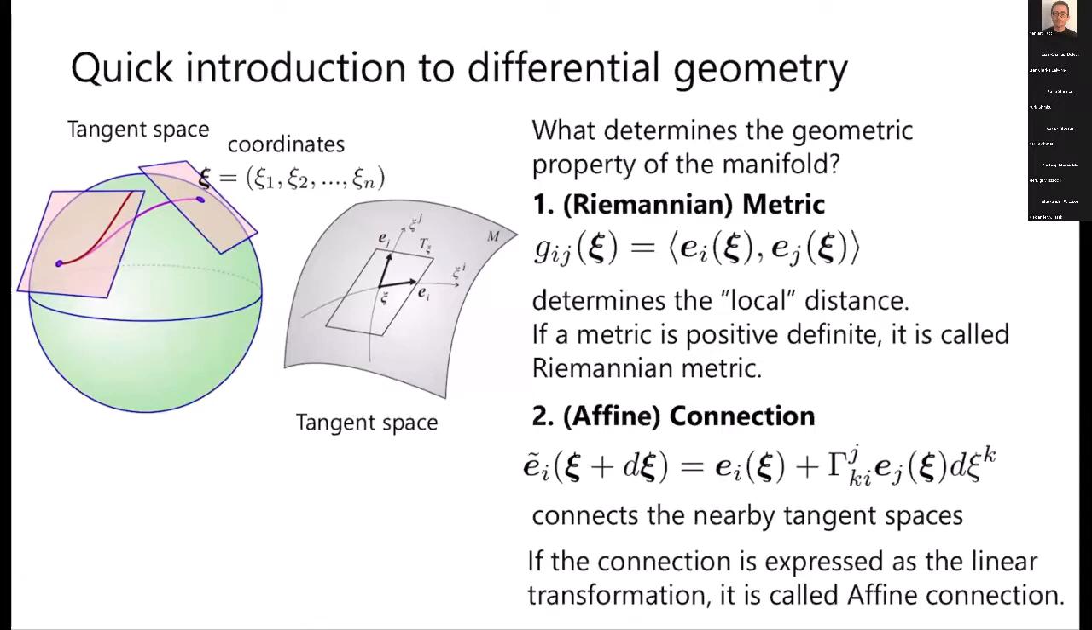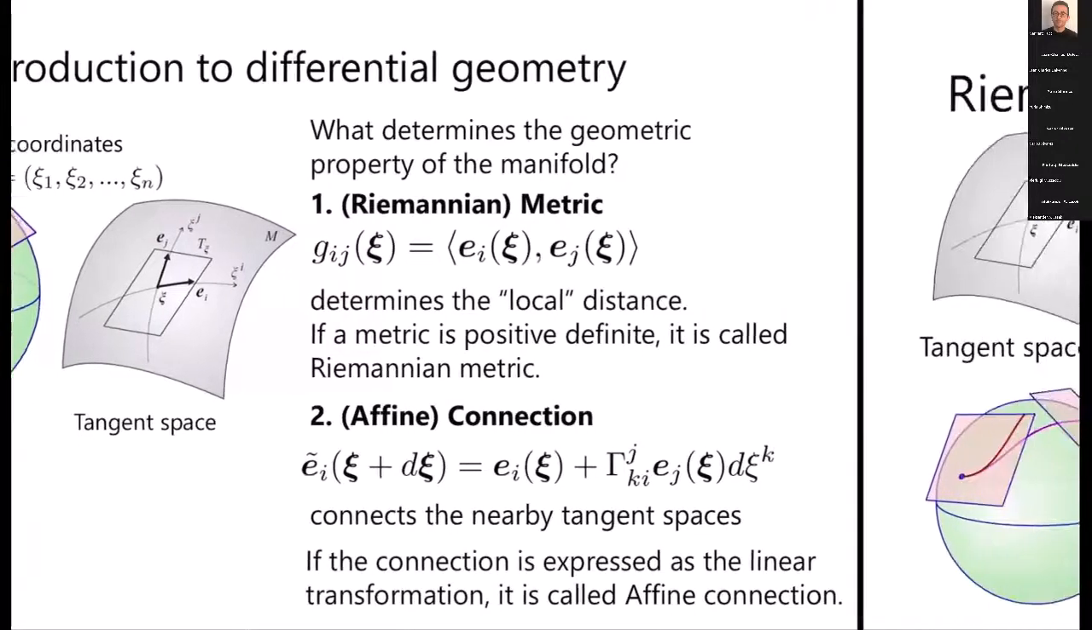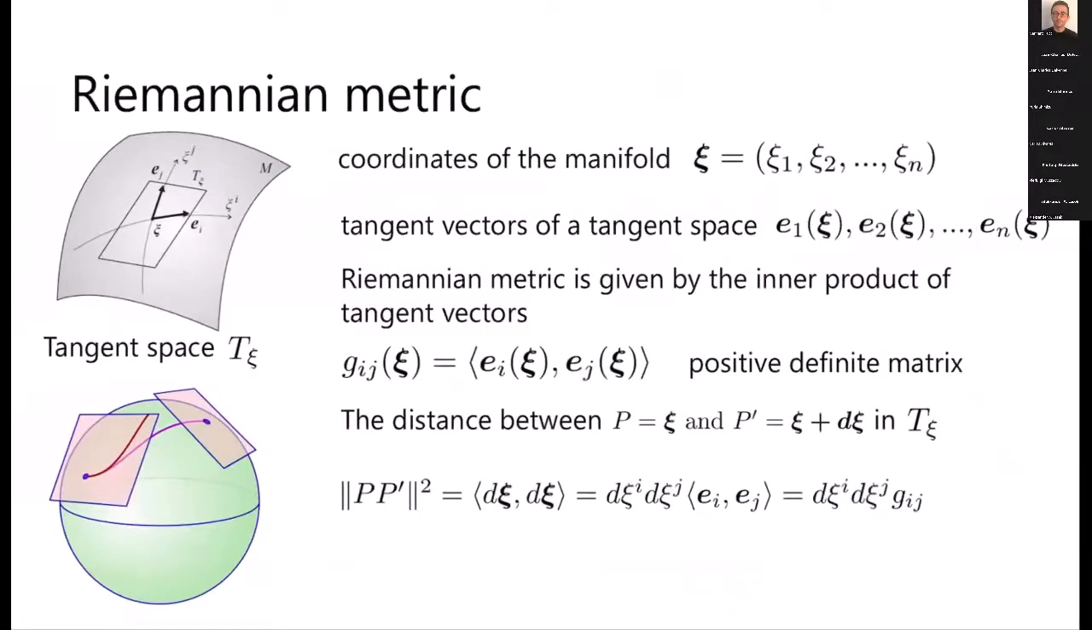So given these two things, we basically know whether the manifold is curved and how much it is curved. But let me explain the two components a little bit in more detail. So first, about the Riemannian metric.